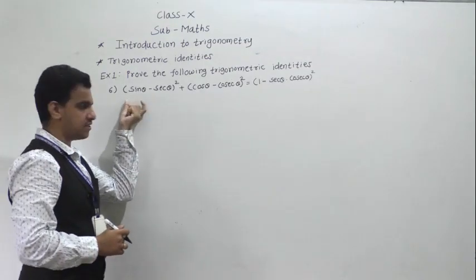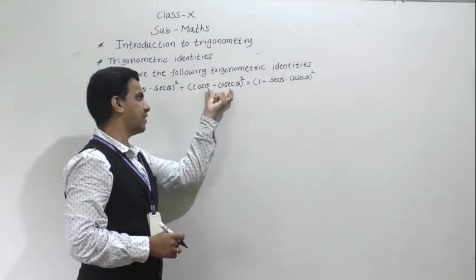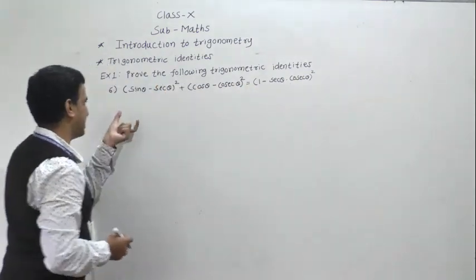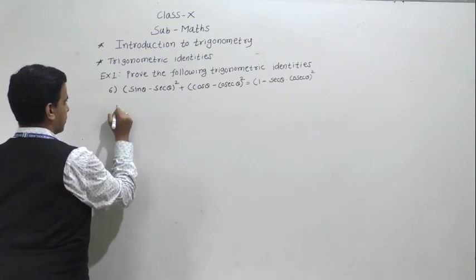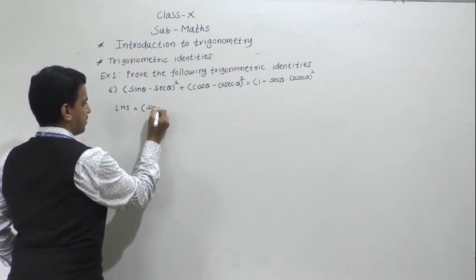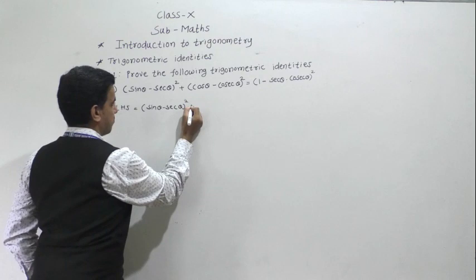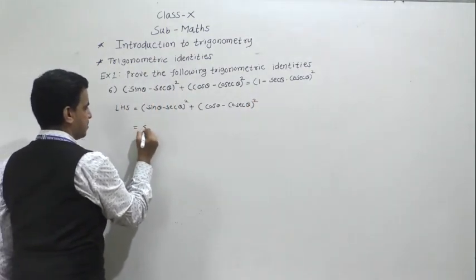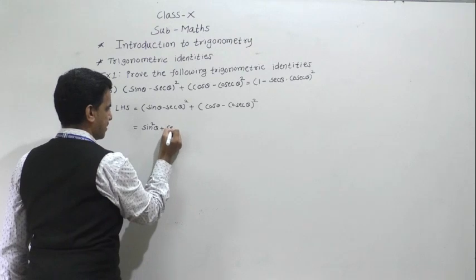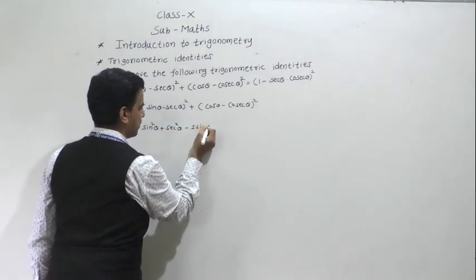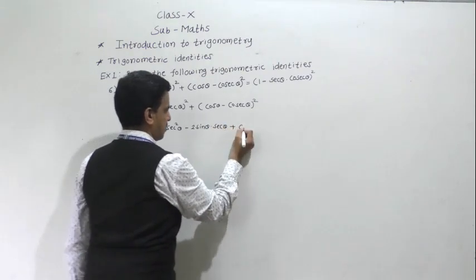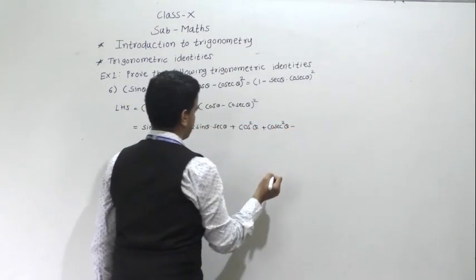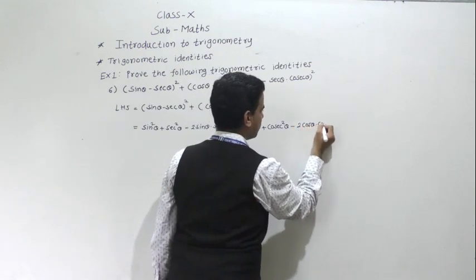The sixth one is (sine theta minus sec theta) bracket square plus (cos theta minus cosec theta) bracket square is equal to (1 minus sec theta into cosec theta) bracket square. Okay, it is just like the second question. So here LHS is equal to (sine theta minus sec theta) bracket square plus (cos theta minus cosec theta) bracket square. If we expand this, sine square theta plus sec square theta minus 2 sine theta sec theta, plus, if we expand this bracket, cos square theta plus cosec square theta minus 2 cos theta into cosec theta.